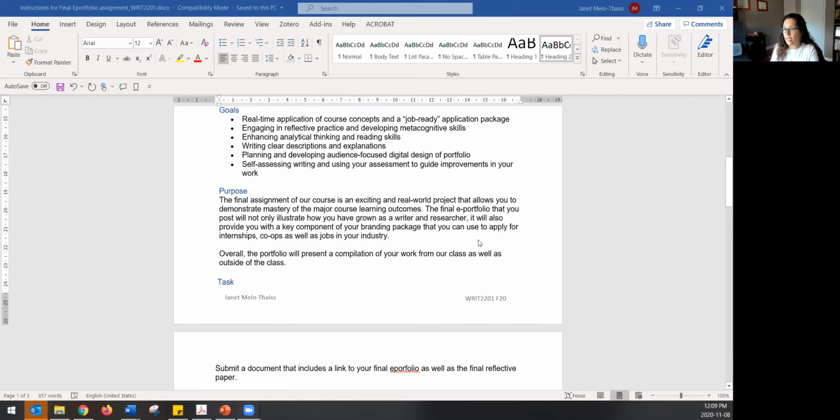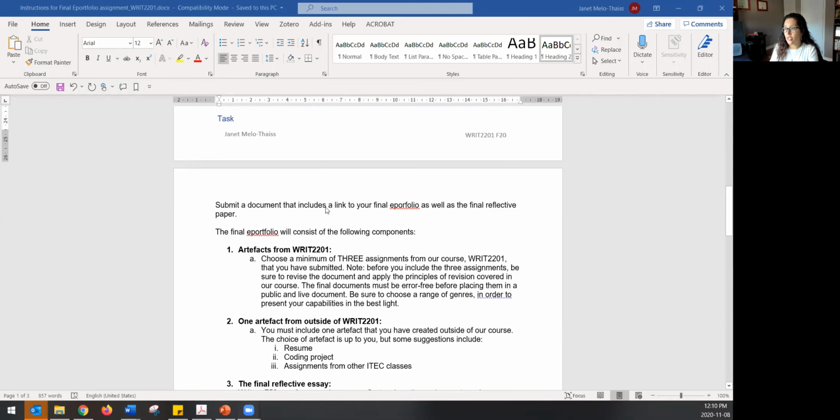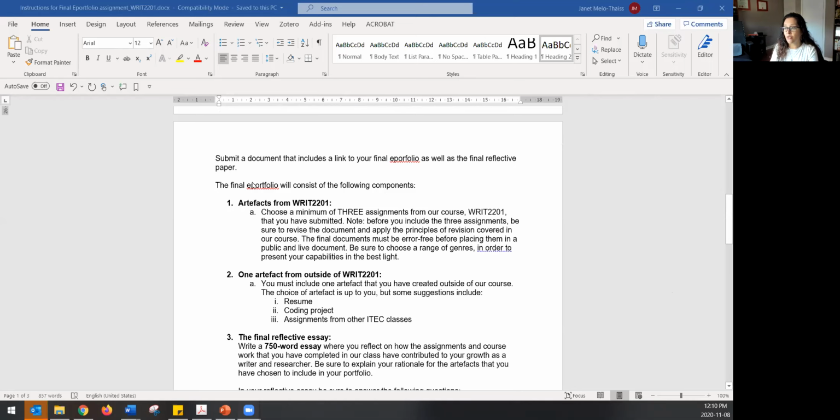So the purpose of this final assignment really is meant to be a key component of the branding package you put together. It's a great supplement to both LinkedIn, which I will be talking about today, as well as a resume and cover letter, which I'll also be talking about. So you will submit that document that includes a link to your final ePortfolio as a PDF, as well as the final reflective paper. So the final ePortfolio will consist of the following components.